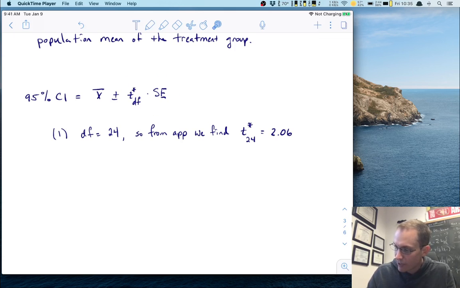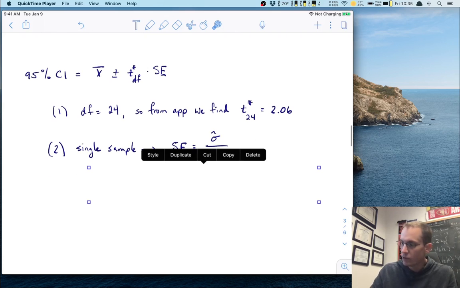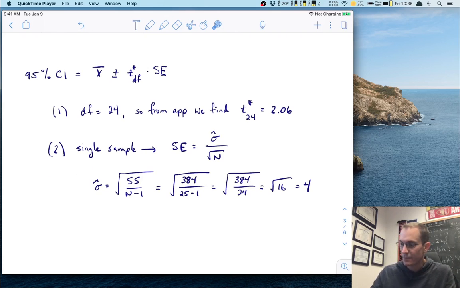Now we've got the t star df. We need to find the standard error. Now this is a single sample design, so the formula for the standard error, we look back and it's sigma hat over the square root of n. Well, what is sigma hat? We need to go back and remember that to estimate sigma hat, we need to compute the square root of SS over n minus 1.